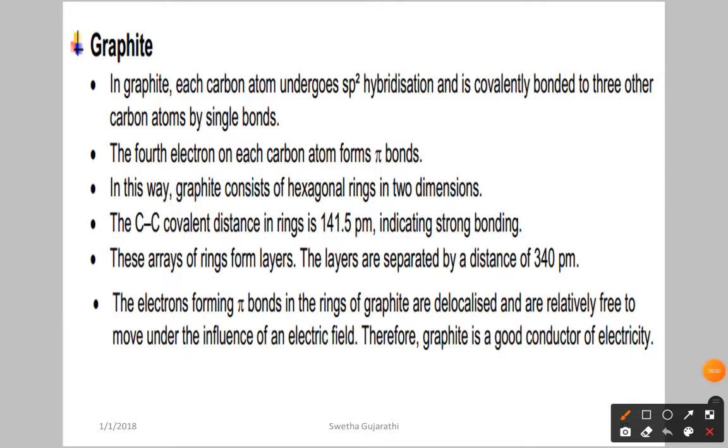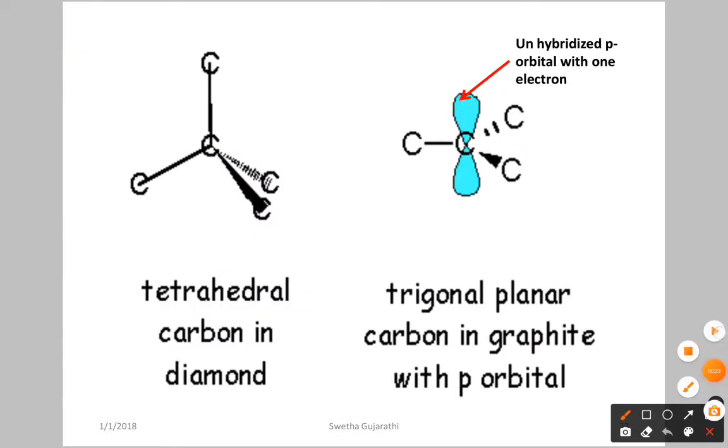Hello students, in allotropes of carbon, the second one is what? Graphite. In graphite, each carbon atom undergoes sp2 hybridization. In diamond we have sp3; here it is sp2, and each carbon is covalently bonded to another carbon atom by a single bond. Here you can see the structure.